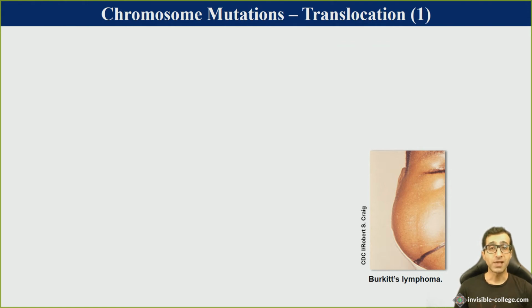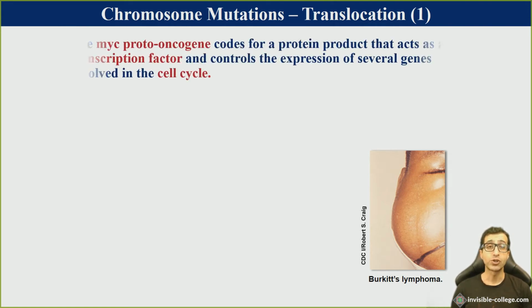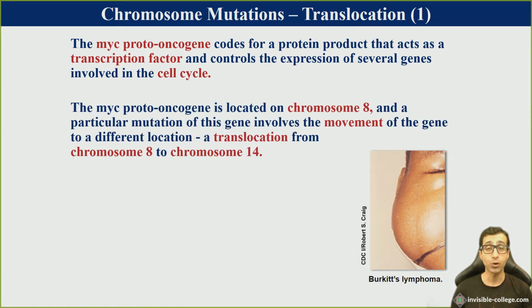So, an example of this is the MYC proto-oncogene, which codes for the protein product that acts as a transcription factor and controls the expression of several genes involved in the cell cycle. Now, the MYC proto-oncogene is located on chromosome 8, and a particular mutation in this gene involves the movement of the gene to a different location. So this would be referred to as a translocation, and in this case, it's a translocation of that gene from chromosome 8 to chromosome 14.